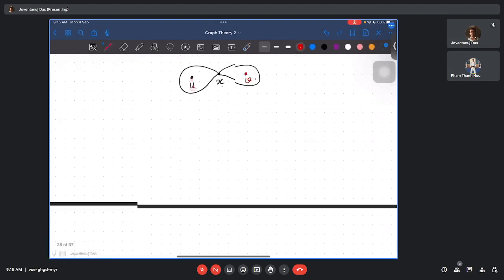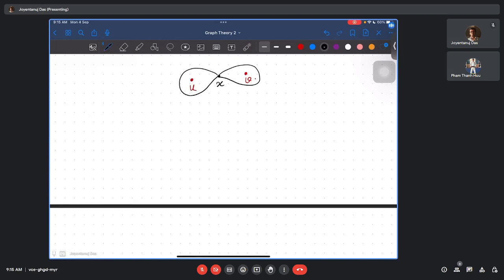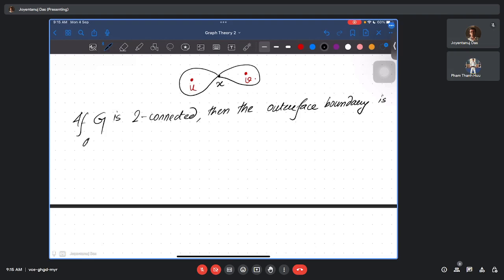So the next part is, if G is two connected, that is, it does not have a cut vertex, then the outer face boundary is a cycle C. If C has no chords, then G is two regular, right?